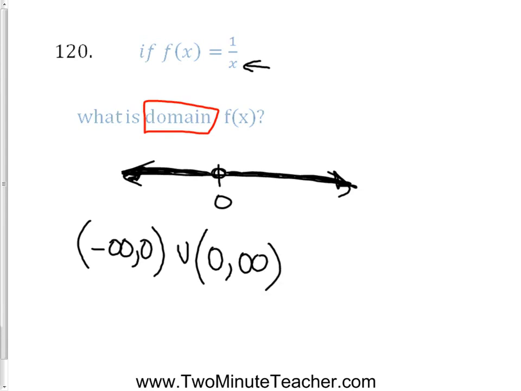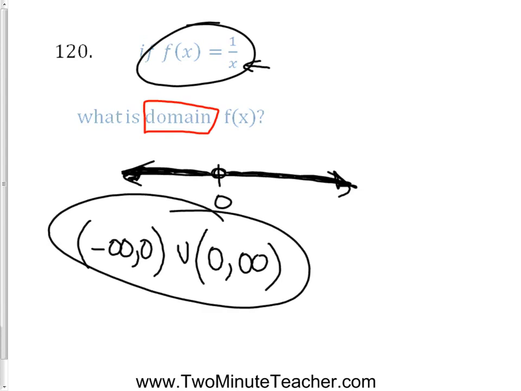Okay? So that's how you'd write the domain of f of x equals 1 over x. The domain of that is right here. It's the numbers that you can and can't put in. And this tells us that everything would work except 0.